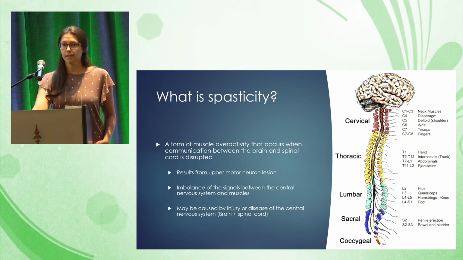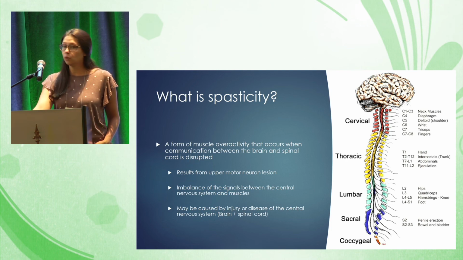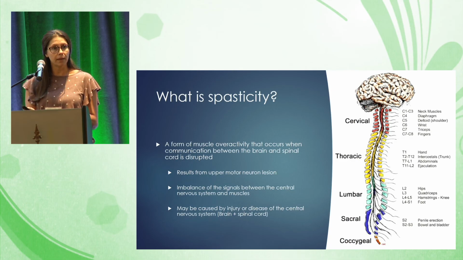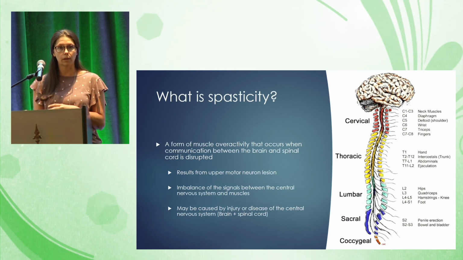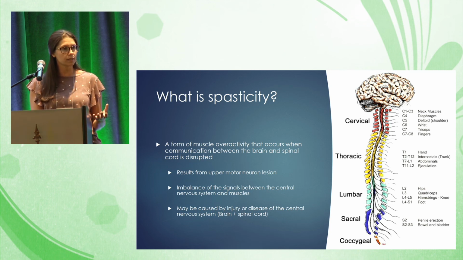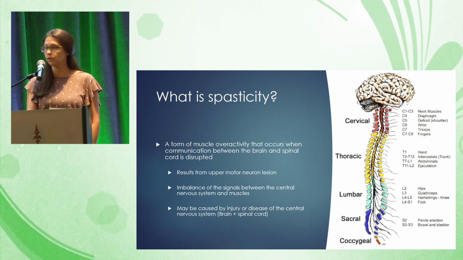So looking at what spasticity is, it is a form of muscle overactivity, and it occurs when there is a change in the way that the brain and spinal cord are communicating with the rest of the body. This is the result of an upper motor neuron lesion. These occur from trauma, injury, degeneration, and result in basically an imbalance between the way that the spinal cord and the brain can communicate with the peripheral nervous system, which is what then controls our muscle movements.